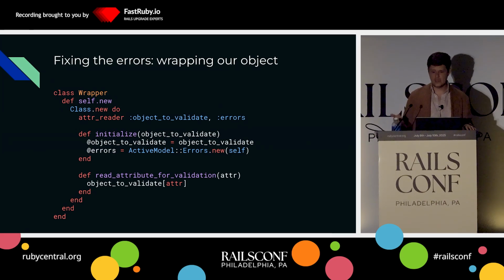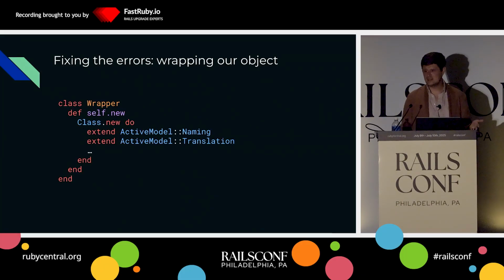We're going to set up the errors with an attr_reader going along with the instance variable so that we have that errors method defined. And then we're also going to define read attribute for validation, that second missing method, to just grab the value associated with the attribute that we're trying to validate. So this is pretty simple. We do have those two other errors that are still in there, and we can get those by just extending some built-in Rails modules, naming and translation, which also means that we're kind of on the path to get some internationalization in place, which is always great.